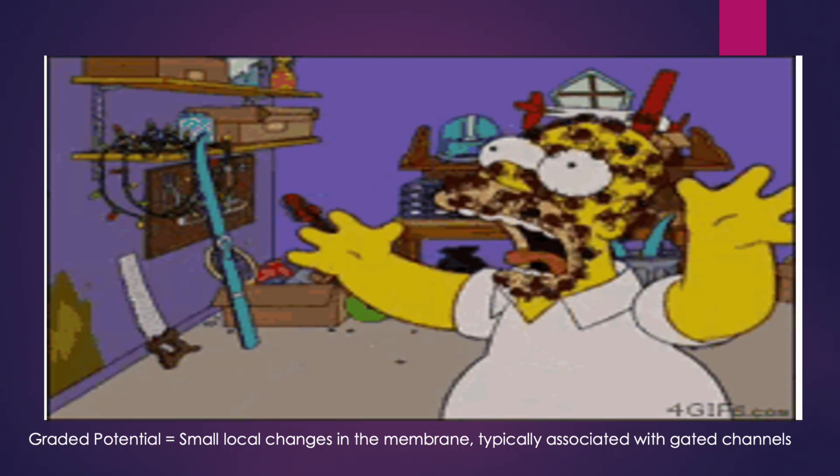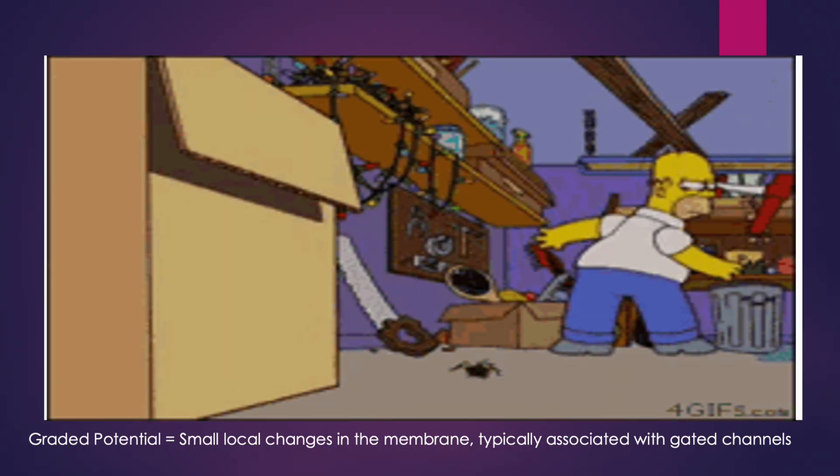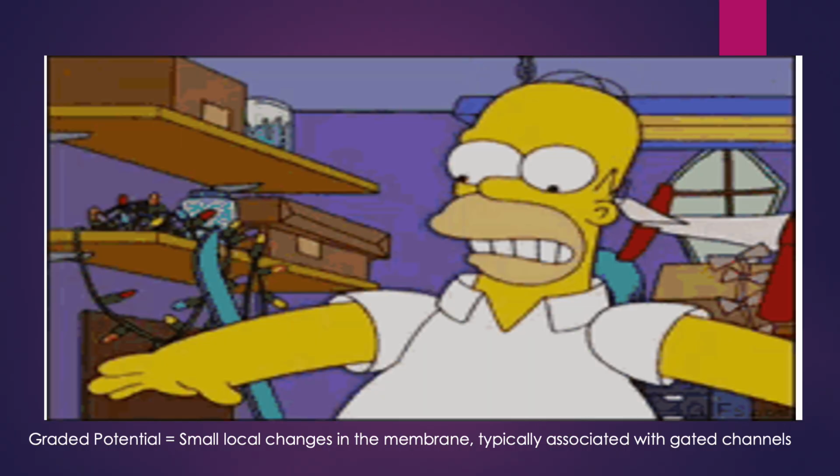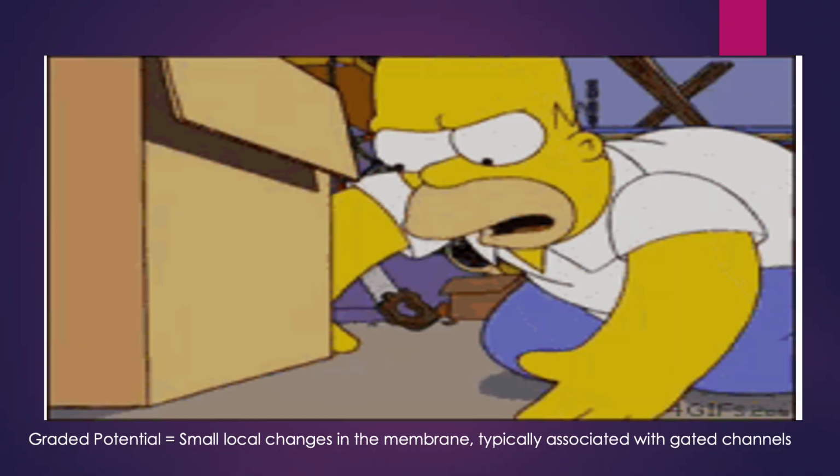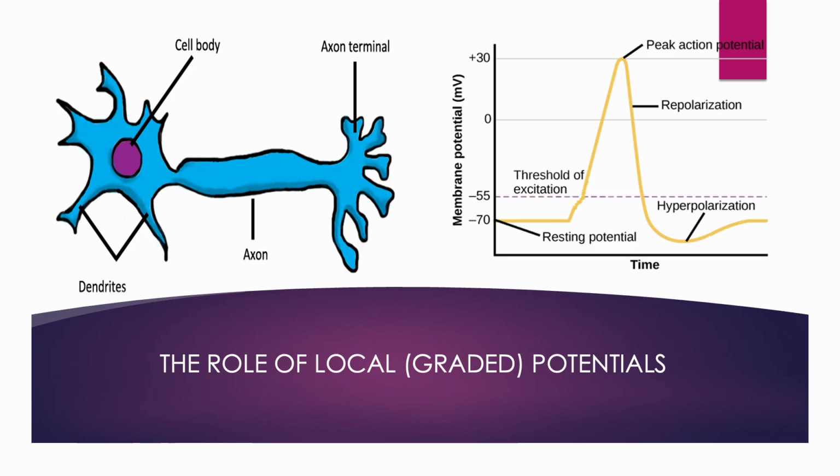This is the start of this process: the graded potentials, which are small local changes in the membrane. If we recall from our previous lecture, when a neuron is inactive or at rest, this is referred to as the resting membrane potential, which is at negative 70 millivolts. The role of the local graded potential is that when a stimulus like pressure or a chemical acts on a neuron, it may cause the voltage to shift either up or down.